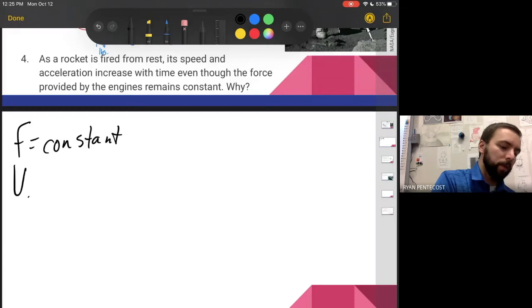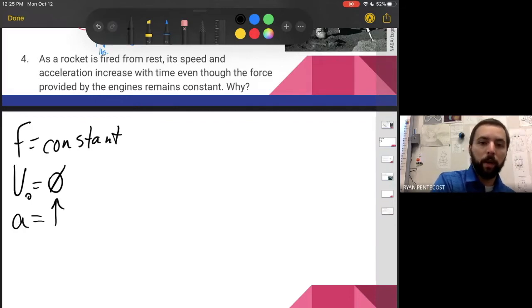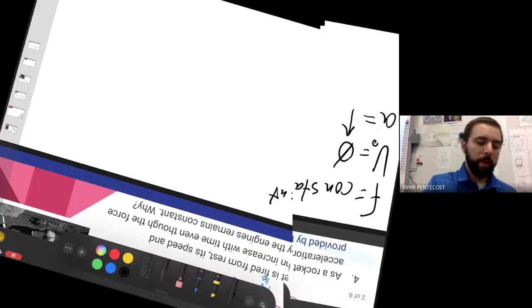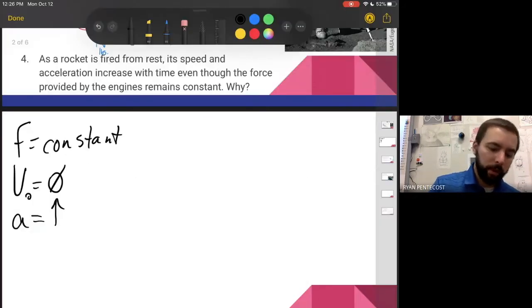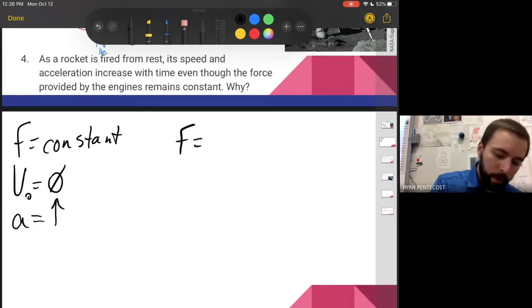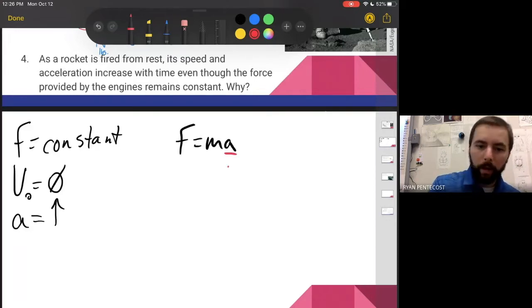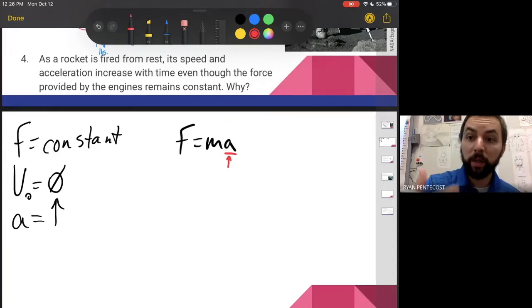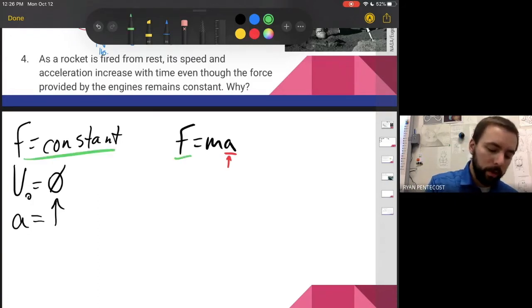It starts from rest, and it continues to accelerate. So acceleration is not constant. It continues to accelerate and increase its speed with time. So if we look at this from F equals ma, right? If we look at this from an F equals ma perspective, acceleration is increasing, right? So you would expect that the force would also need to be increasing in order to push the acceleration harder, right? But that's not the case. We are told that force is constant.